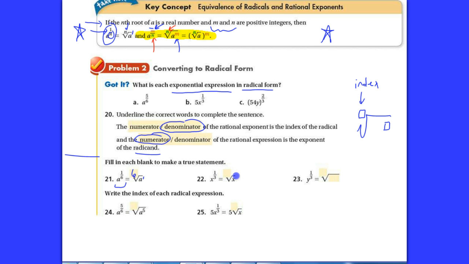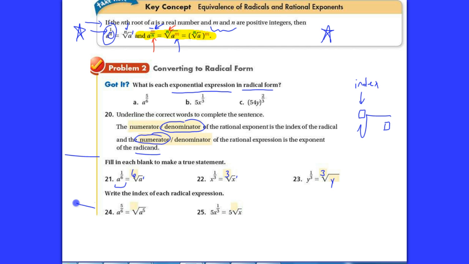Number 22, x to the 1 over 3. Okay, the numerator is 1. The index is the denominator, 3, the cubed root of x in that case right here. And number 23, the same thing. Denominator goes here, and inside the radicand, they left the whole thing blank, so we'll just call that the cubed root of y. When it's power of 1, you don't need to write it on there.